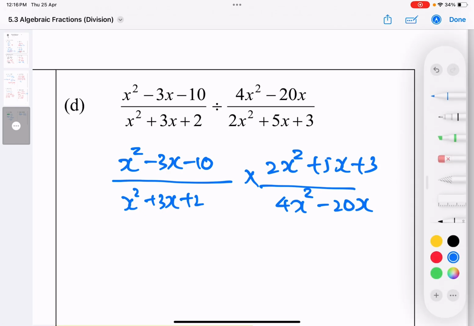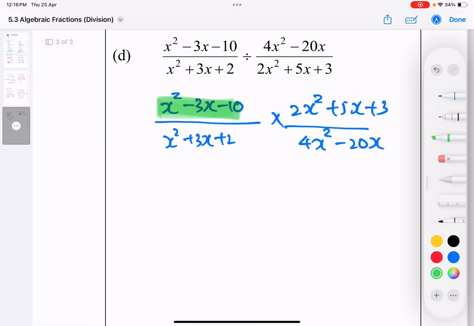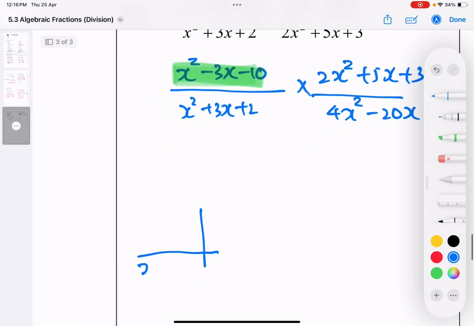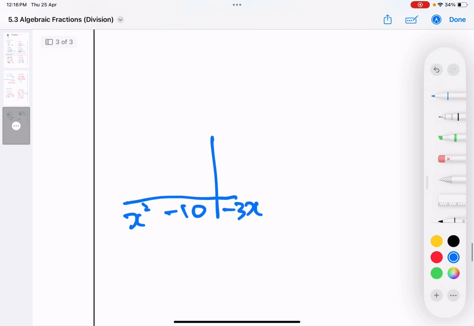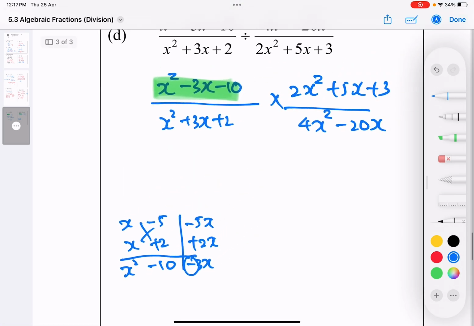The first one we are going to factorize is this top one. If I do my ladder method at the bottom, x squared minus 3x minus 10, I know that this is x and x. I have 5 times 2, 5x, 2x. To get negative 3, I need this to be negative and this to be positive. So immediately I know that the first one is x minus 5, x plus 2.